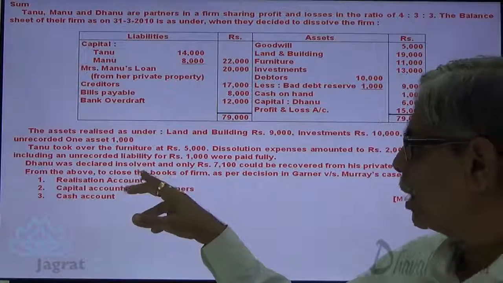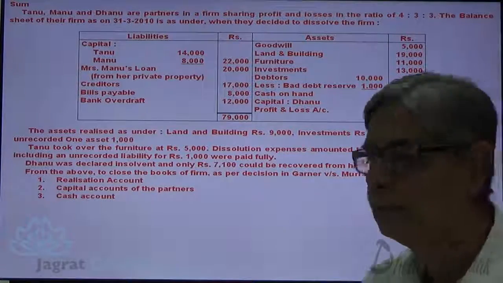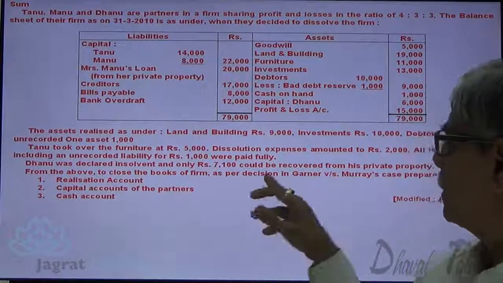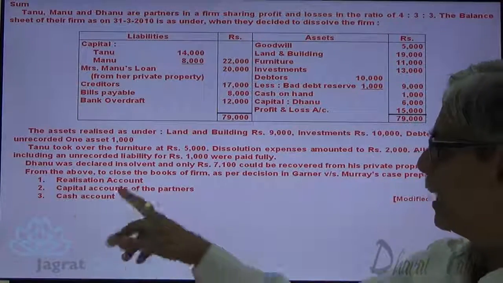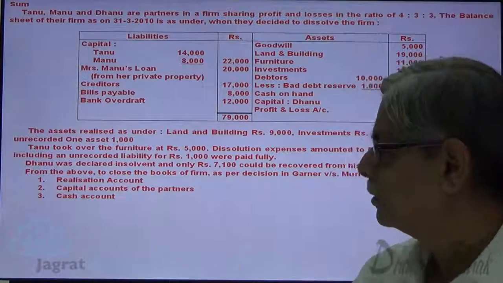Danu was declared insolvent and only 7,100 could be recovered from his private property. From the above, close the books of the firm as per the decision of Garner versus Murray. Prepare 1. Realization account, 2. Capital accounts of the partners, 3. Cash account.